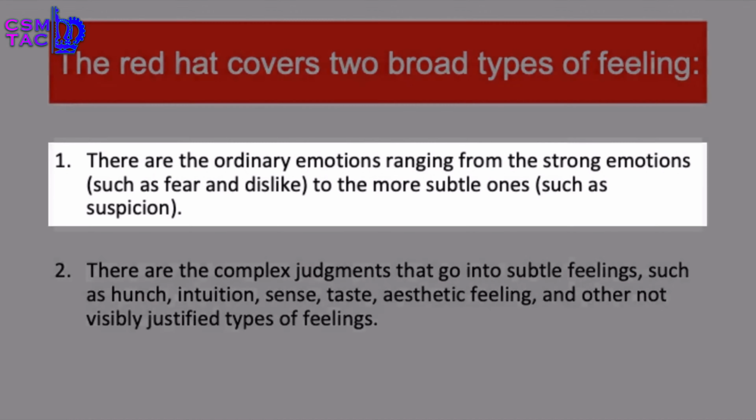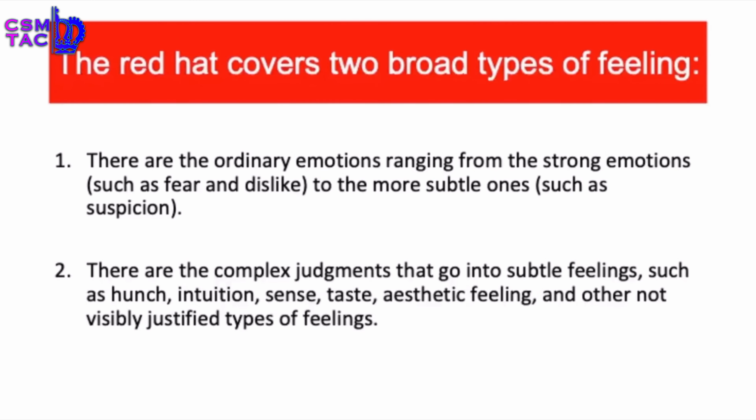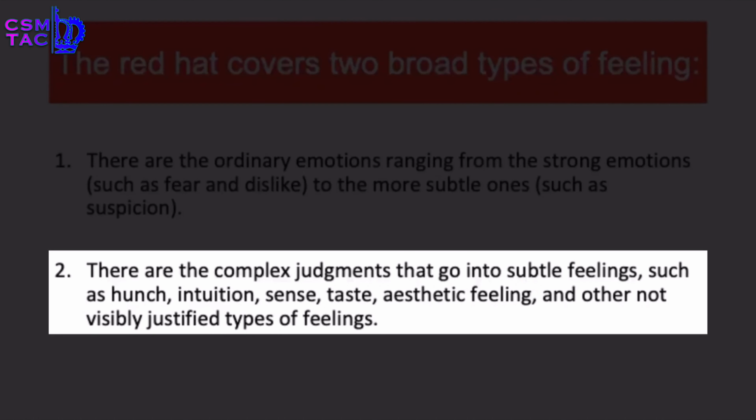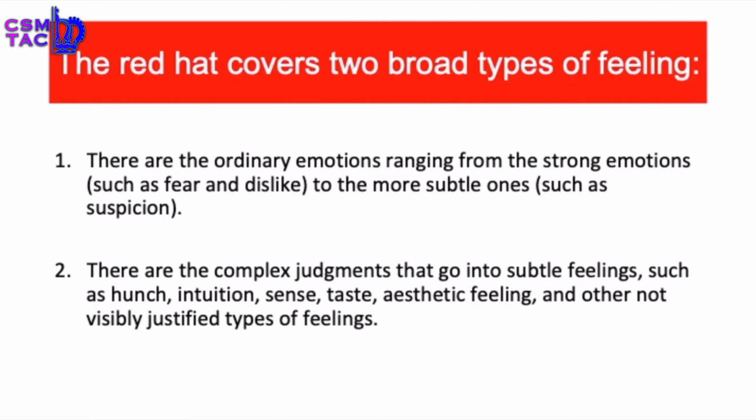First, there are the ordinary emotions as we know them, ranging from the strong emotions, such as fear and dislike, to the more subtle ones, such as suspicion. Secondly, there are the complex judgments that go into subtle feelings, such as hunch, intuition, sense, taste, aesthetic feeling, and other not visibly justified types of feelings.